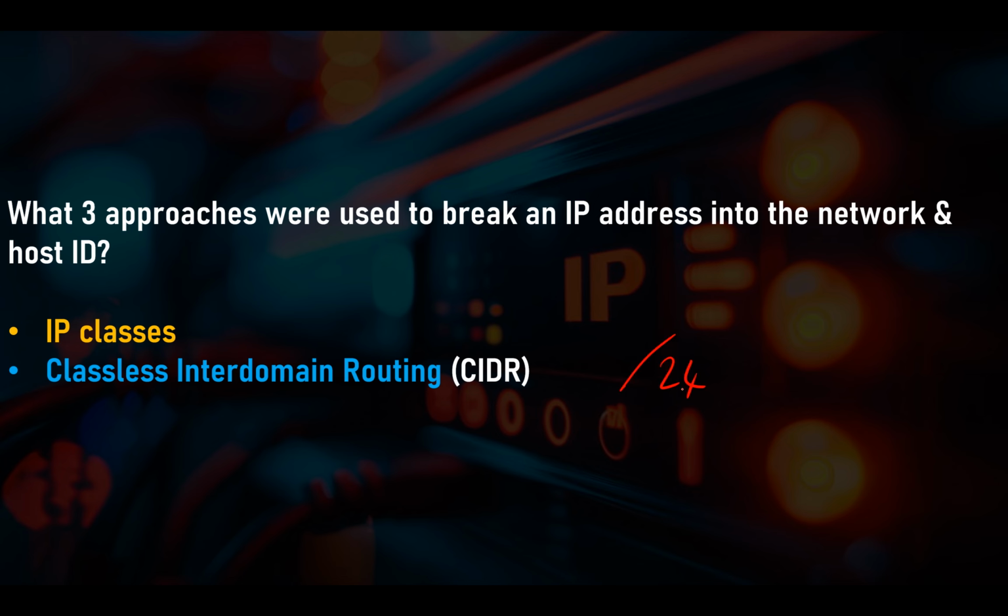So CIDR is basically just using the slash notation. We're adding this 8-bit suffix right at the end of the IP address, just to specify how many bits are going to be for the network ID or how many bits for the device ID or host ID.